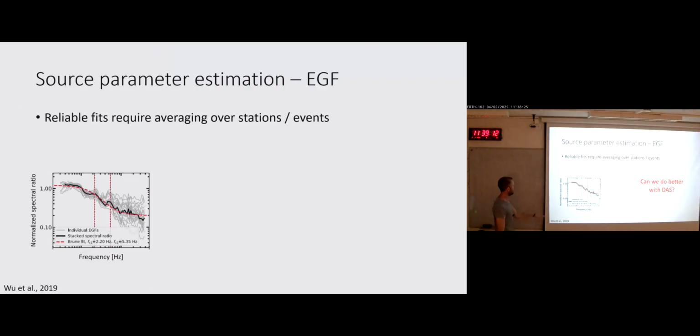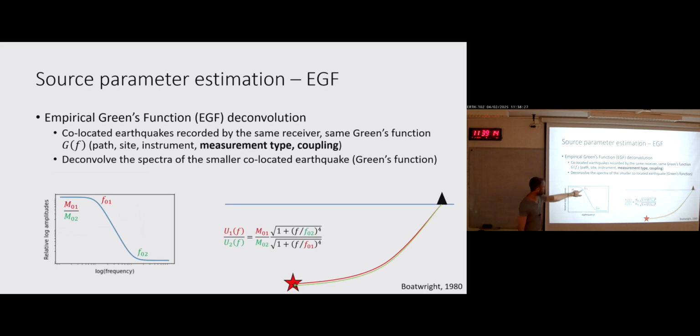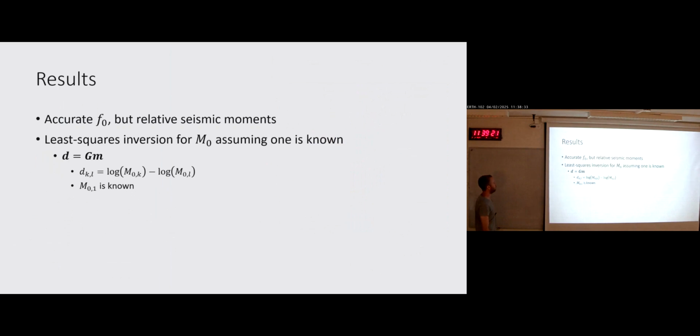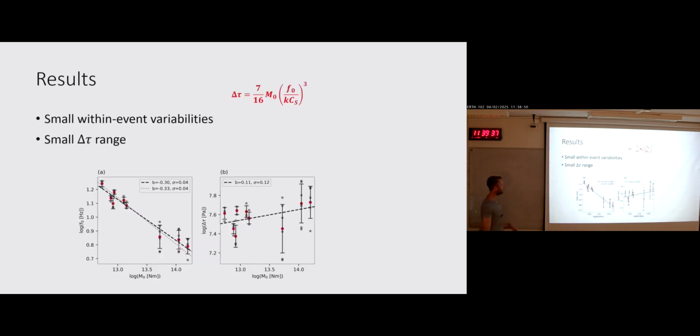Using this model, we get the actual corner frequencies, but we only get relative seismic moments. But because we have 17 of these empirical Green's function pairs, we can perform a least squares inversion to get relative seismic moments, assuming that the seismic moment of at least one earthquake is known. I'm not going into the details of this method, but it's a very simple least squares approach. And we can get accurate corner frequencies, relative seismic moments, and also relative stress drops.